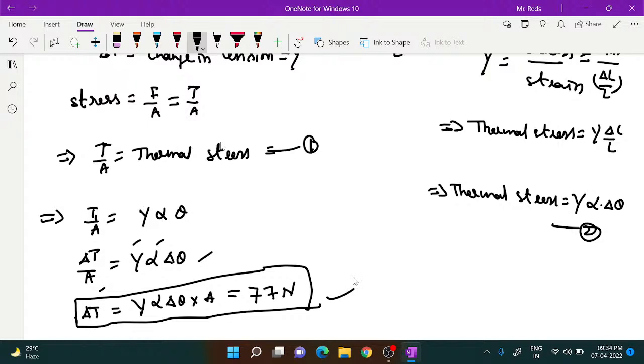Same way, take that. Uniform rod of length 1 meter, area of cross section, hanging from fixed support. Find increase in length of the rod, that is, with its own weight, increase in length with its own weight.